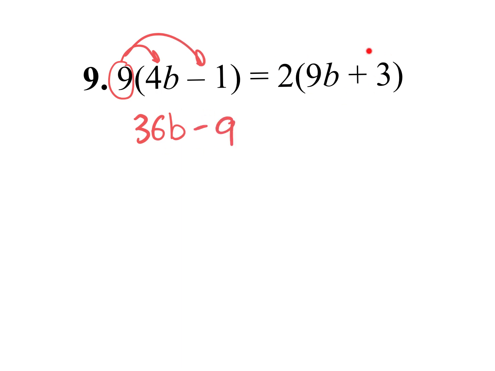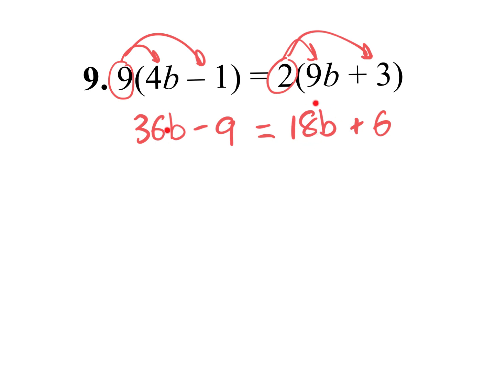Let's go to the right side and distribute as well. 2 times 9b, that's 18b. And then 2 times 3, that is a positive 6. And of course, there's an equal sign separating my left side from my right side. Now that it's already simplified, there's no more parentheses, we've distributed. Now we could worry about getting b by itself on one side.